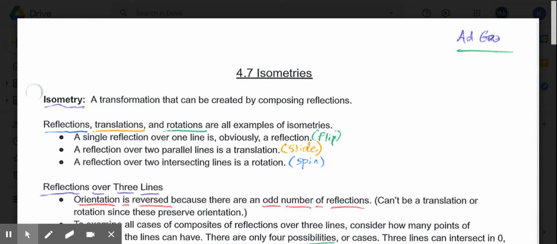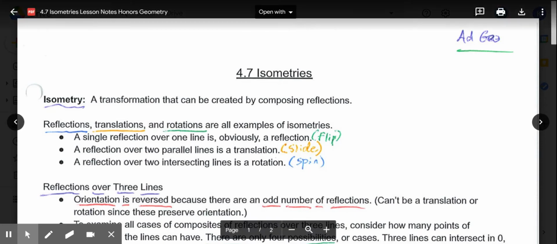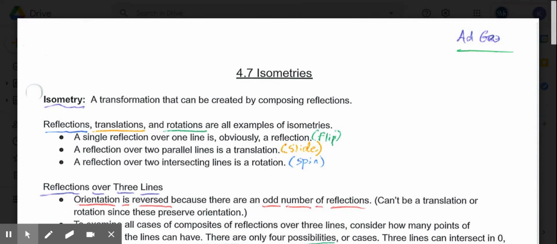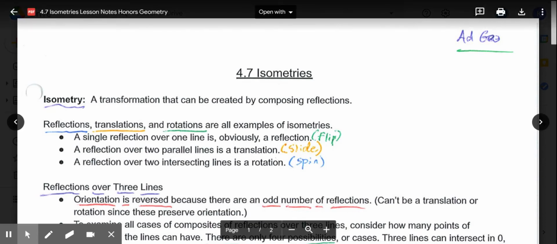Well, we've already kind of looked at this. In our last lesson, we ended the notes with a table describing different transformations by how many reflections they were. That builds into this idea of isometry. Isometry is a transformation that can be created by composing reflections. So it's all based on multiple or one reflection. So what qualifies as isometries?